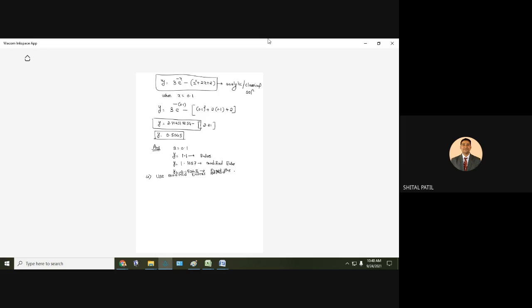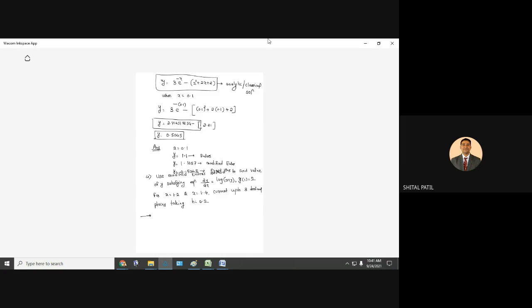Use modified Euler's method to find the value of y satisfying the equation dy by dx equal to log of x plus y, y of 1 equal to 2, for x equal to 1.2 and x equal to 1.4, correct up to 3 decimal places, taking h equal to 0.2.